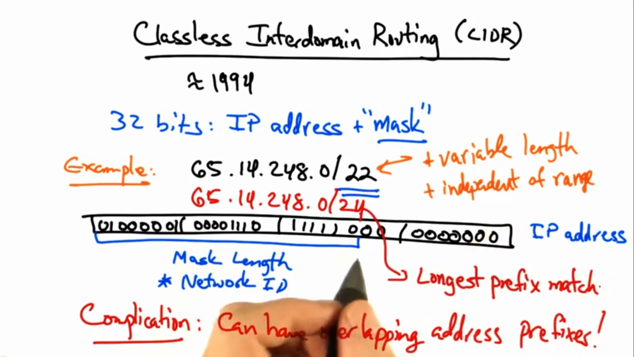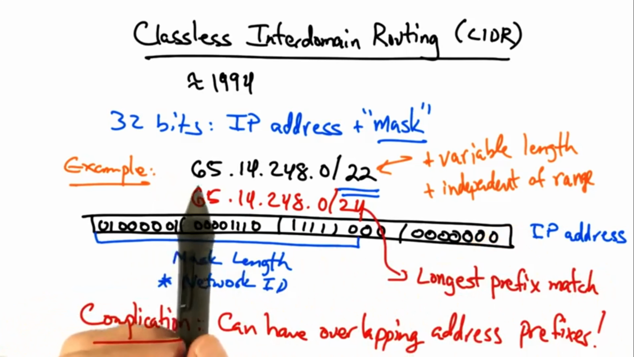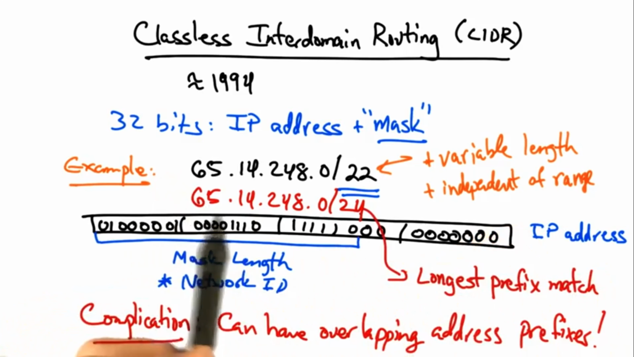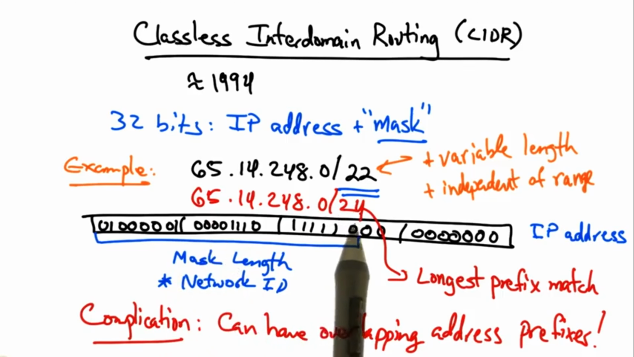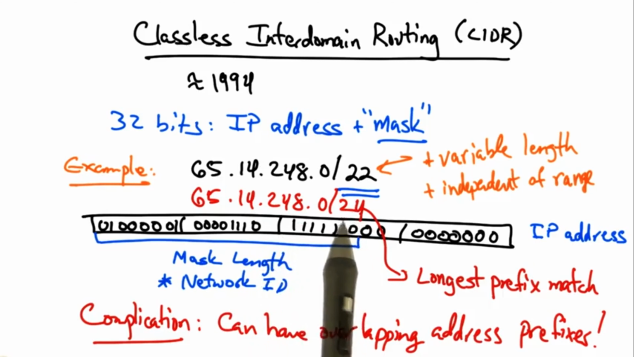The solution is actually to forward on what's called the longest prefix match, meaning that if a routing table has two overlapping entries, it should forward according to the entry that has the longest prefix, or the longest mask length. Intuitively, that makes sense because the prefix with the longer mask length is more specific than the prefix with the shorter mask, or the larger prefix.